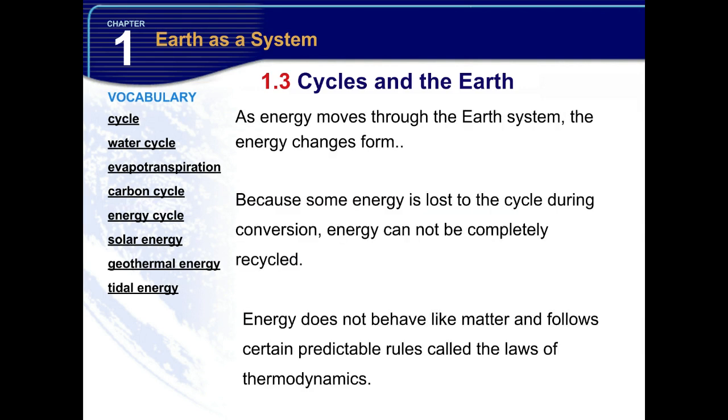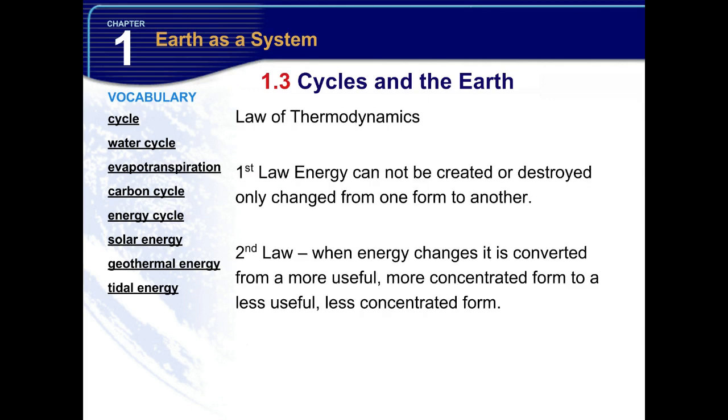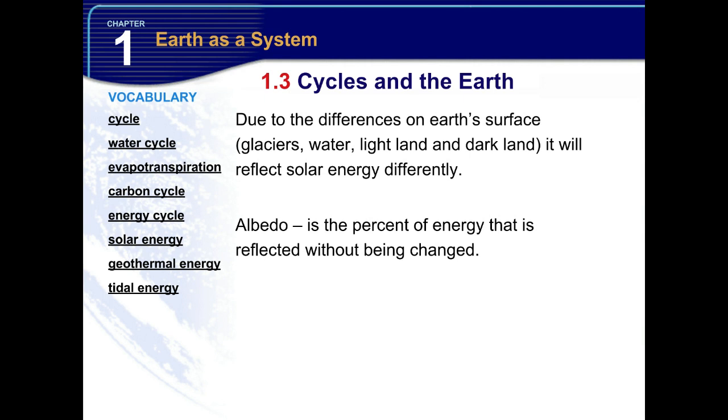As energy moves through the Earth system, the energy changes form. Because some energy is lost to the cycle during conversion, energy cannot be completely recycled. Energy does not behave like matter and follows certain predictable rules called the laws of thermodynamics. The first law says that energy cannot be created or destroyed, only change from one form to another. The second law says that when energy changes, it is converted from a more useful, more concentrated form to a less useful, less concentrated form.